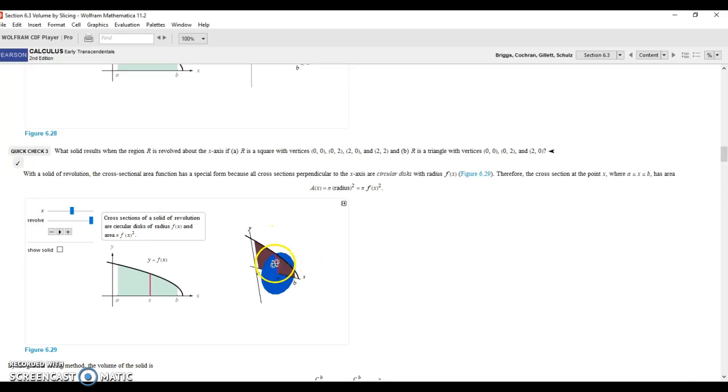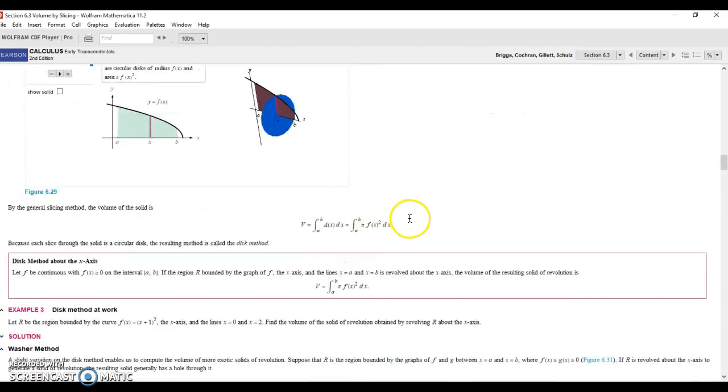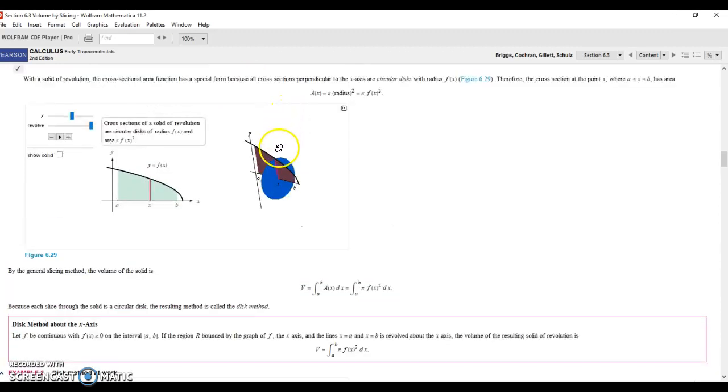Well, we could do the same thing. Just find the area of the cross section and integrate. But we know here that the area of the cross section, because they're circles, and the radius of the circle is, well, here it is f of x, right? Because this goes from 0 to f of x. So whatever that is, that's the radius. And what's the area of a circle? Well, it's pi r squared.